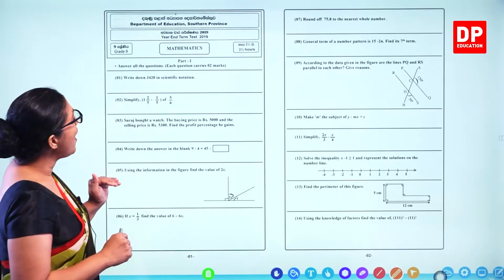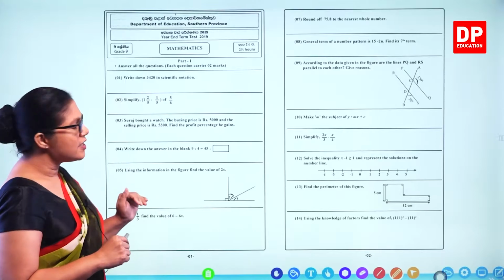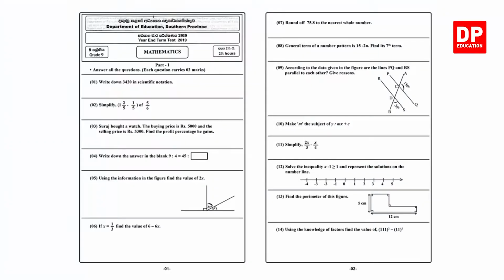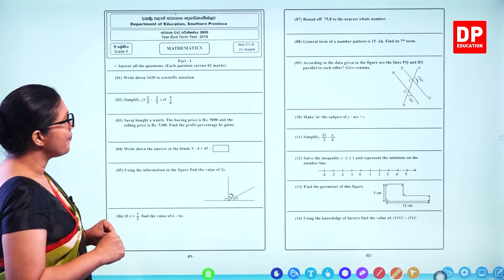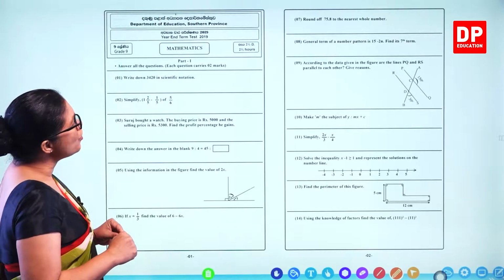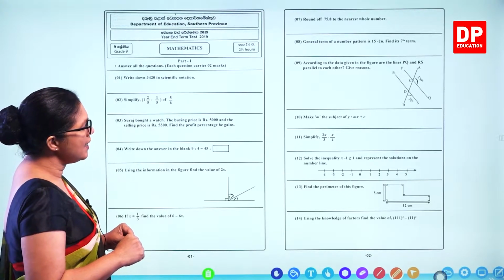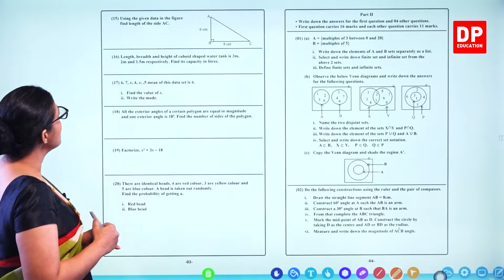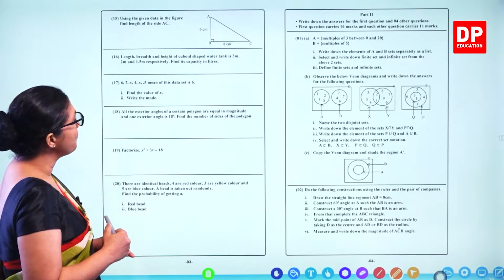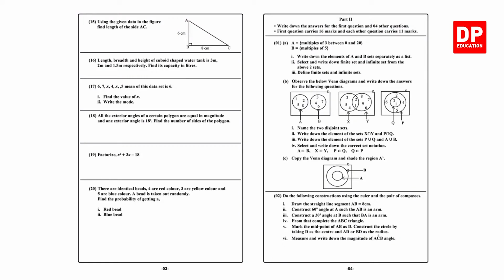So you get two parts. Part 1, 20 questions and each question carries 2 marks. So first you can do the first page, questions 1 to 6, and the second page you get questions 7 to 14, third page questions 15 to 20, and then you get part 2.